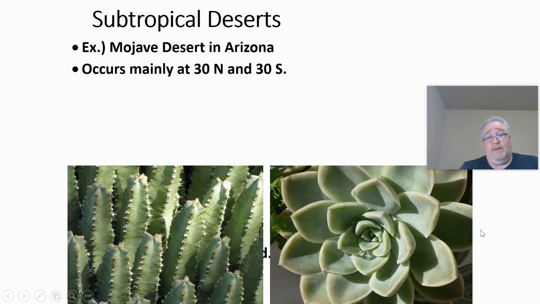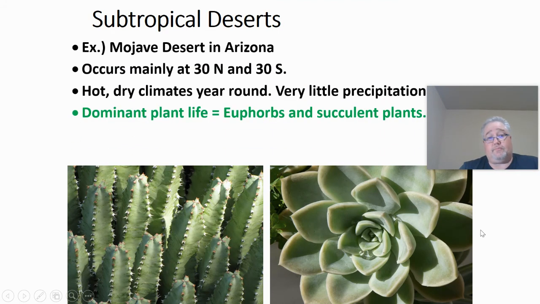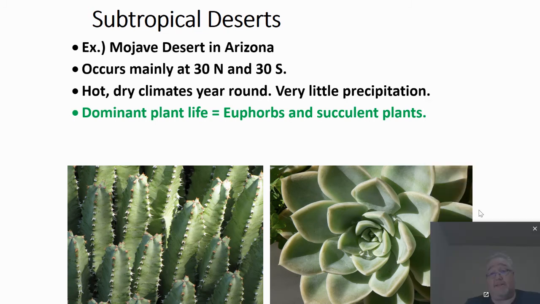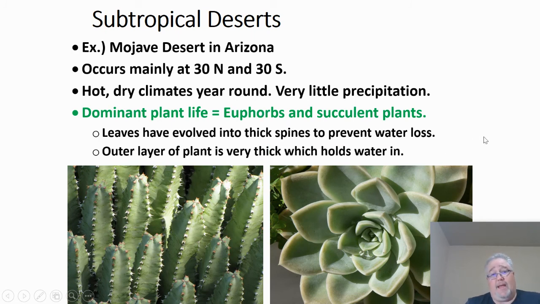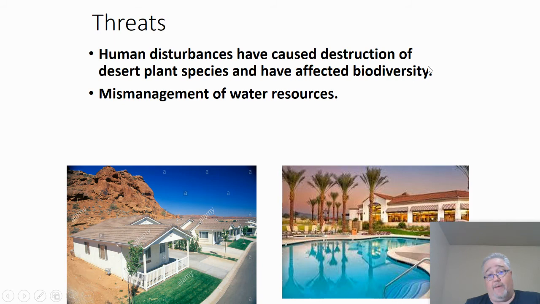Plant life in these areas are basically very specific types of plants. Right, we think of cactuses, for example. These are known as euphorbs or succulent plants. These plants have to have some extreme adaptations in order to live in these areas. They have to absorb water quickly and have to be able to store water for a very long time.